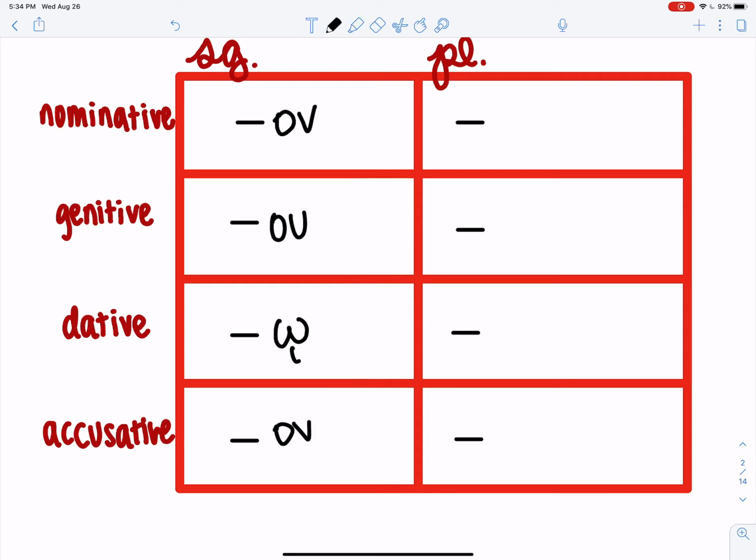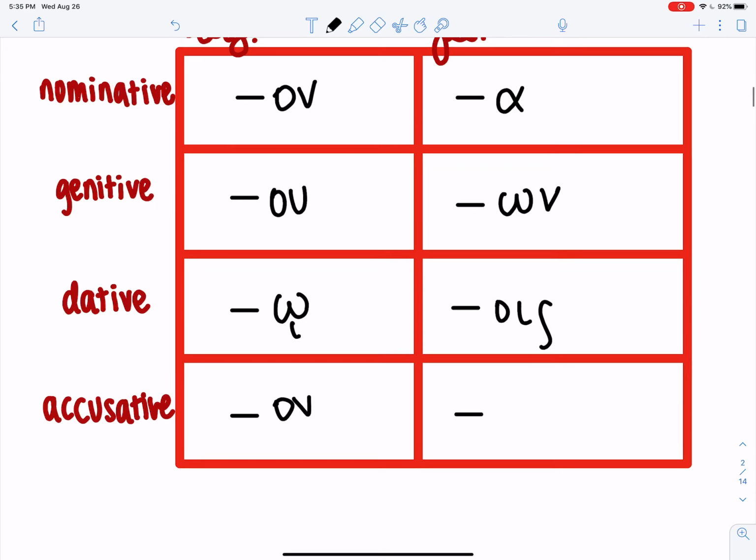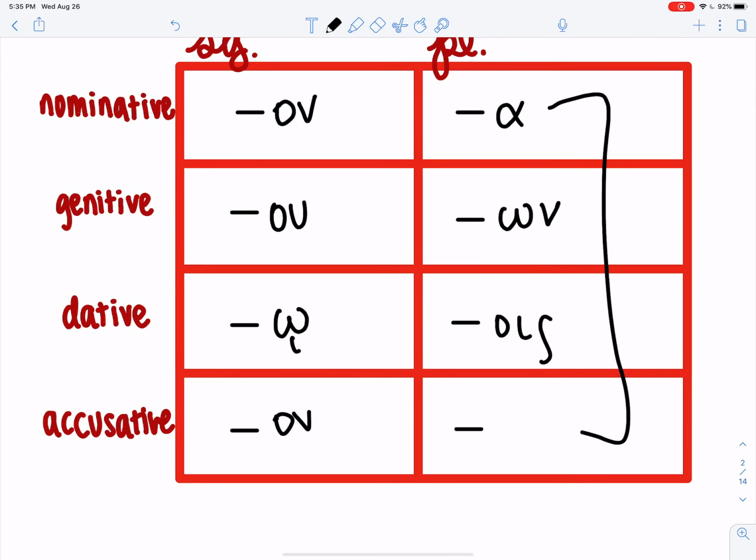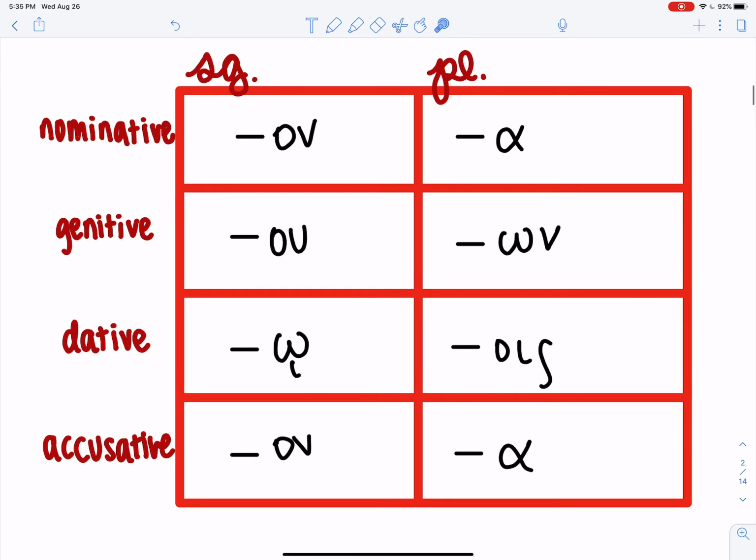The same is true in the plural, where we have a, alpha, on, omega nu, it's like an upsilon, omega nu. Dative is omicron iota sigma, and accusative, just like I said, same as nominative, so we get a. Let's go through and say these endings one more time, and then we'll move on. On, u, o, on. A, on, ois, a.